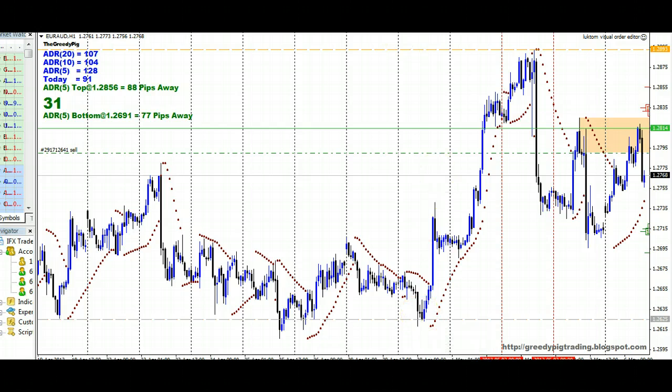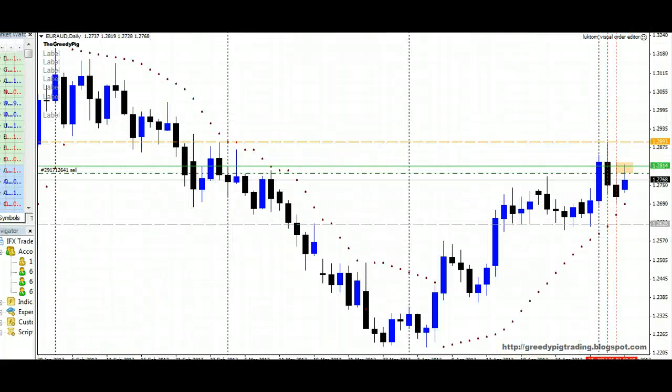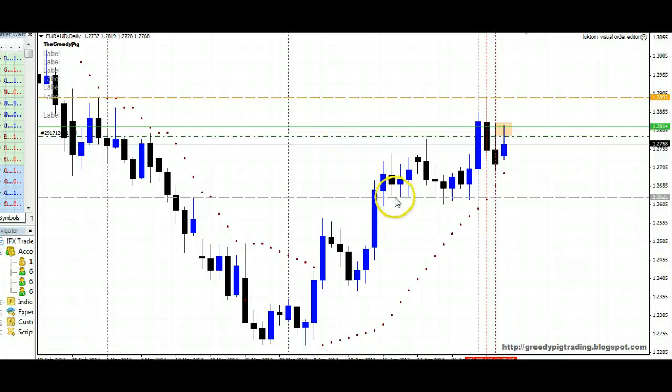Then if you look at this on the higher time frame, the daily time frame, you see exactly what I mean by that. So you can see where the target is. The target is just at about this event area here, which is not too bad at all.